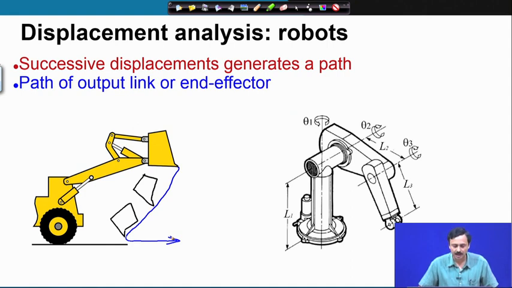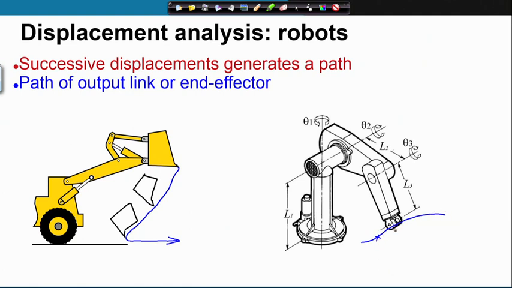So, the bin is the output link, or in this case of this Puma robot, I may have a path on which there are points. At individual points, I would like to know what are these angles, and as I move through these angles successively, the end effector of the robot traces this path.